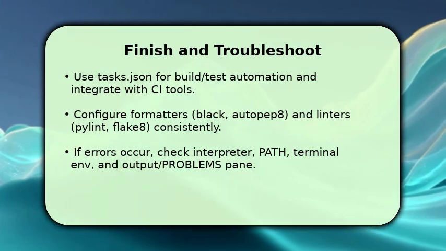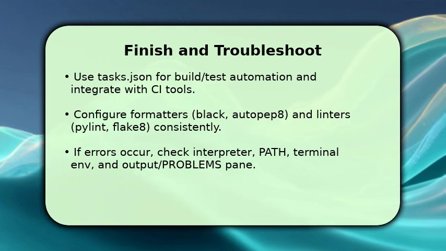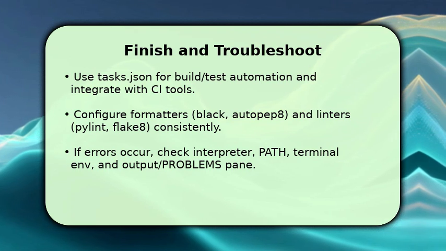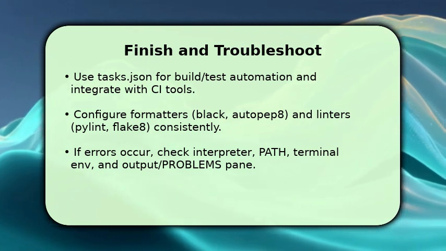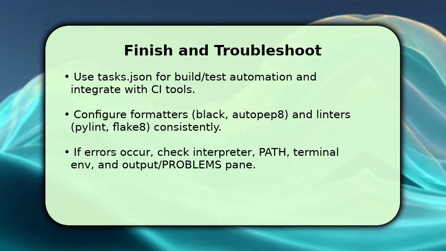Finish by automating common actions. Add tasks.json for build or test commands, and set up a formatter like Black for consistent style. Integrate linters such as Pylint to catch issues early. Once everything runs, commit workspace settings if needed.